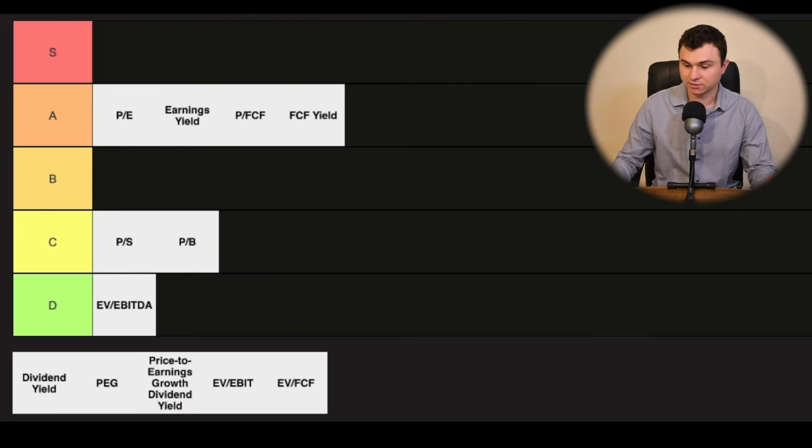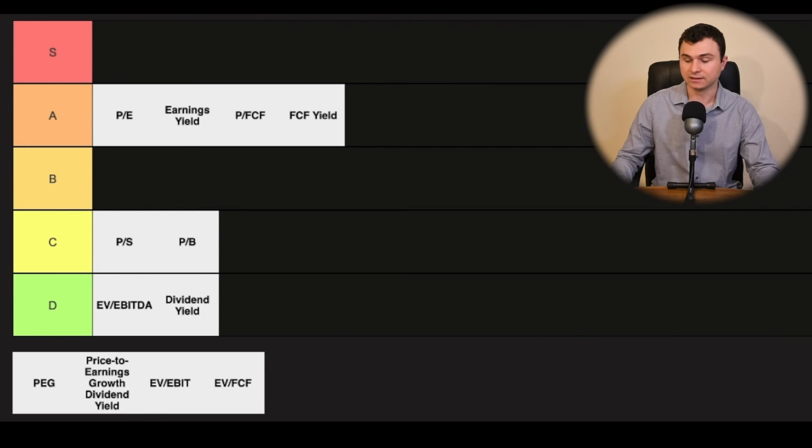The next one is the dividend yield that I never use. So definitely in the D category. The goal of this is to use dividends to determine the intrinsic value of a company. And I think that's not correlated at all. So I never use this dividend yield metric and I will never use it.